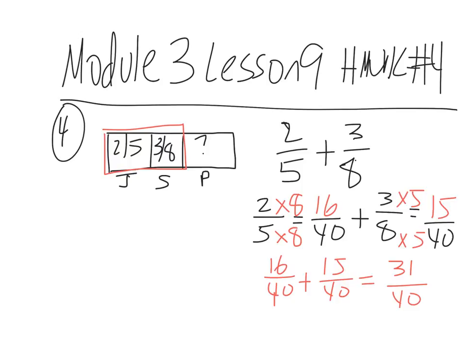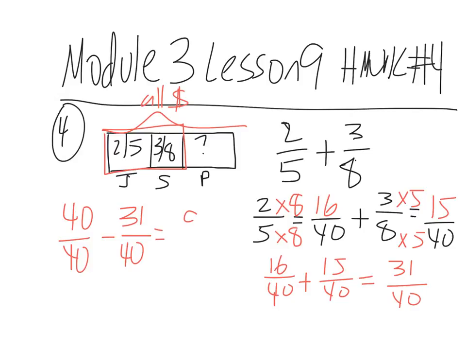So if we want to figure out his pants, well, remember this is all the money, right? And the piece of tape, that's all the money. All the money is 40 over 40. That's all his money. So if we want to take all his money and subtract the jacket and the shirt, if we do that subtraction, we will get our answer for the pants.